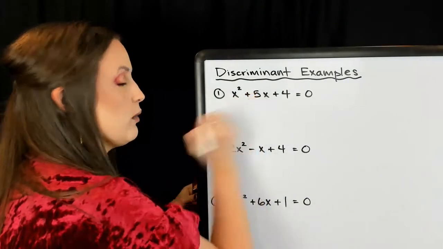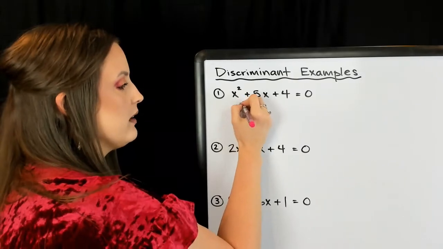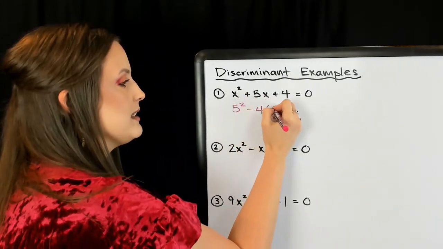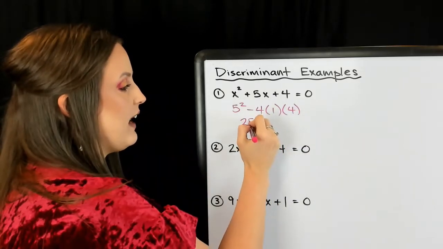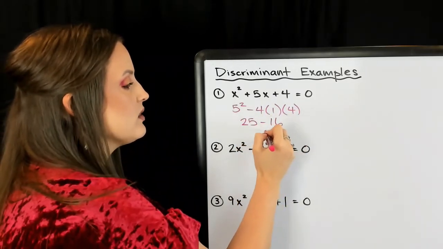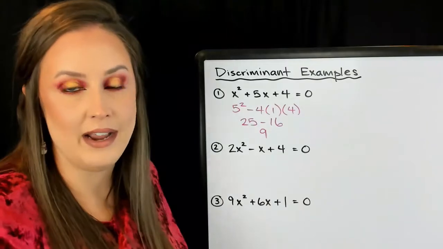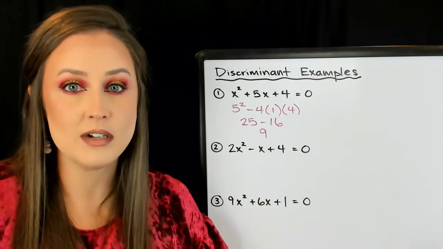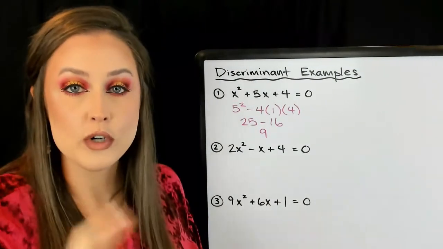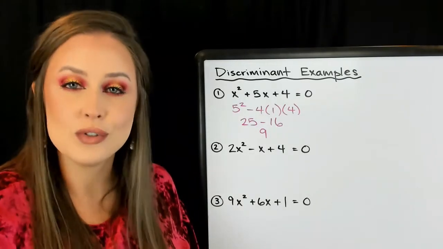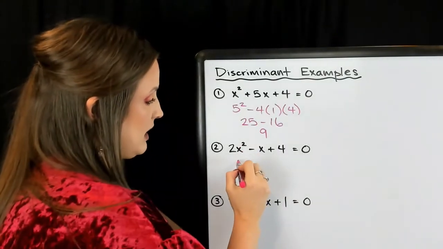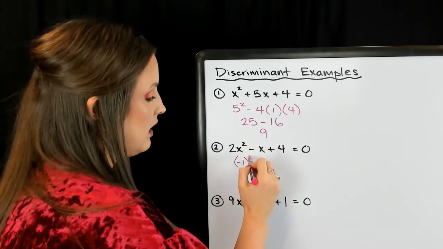So this is going to be b squared, 5 squared, minus 4 times a, which is 1, and c, which is 4. So what we get here is 25 minus 16, so the value of the discriminant is 9. Simply because that's a positive number, we already know there are two real solutions, so your parabola would cross the x-axis twice.